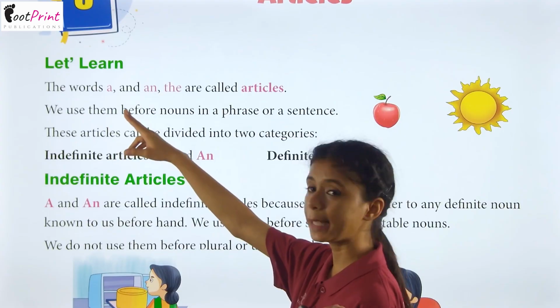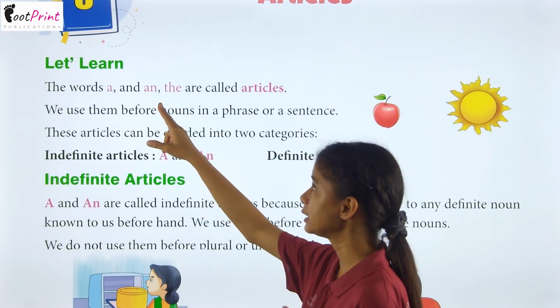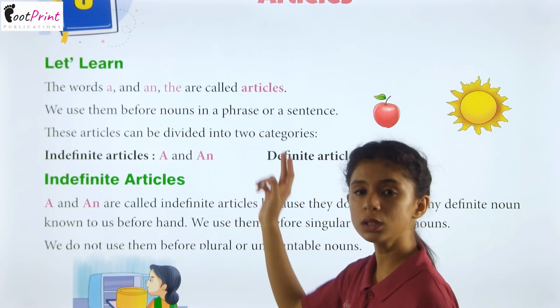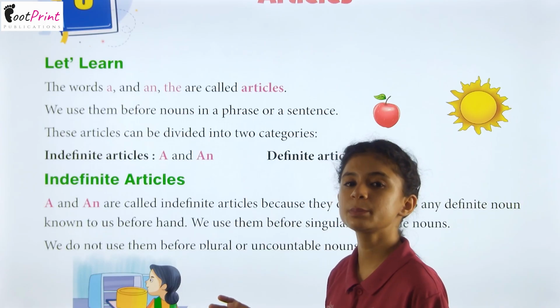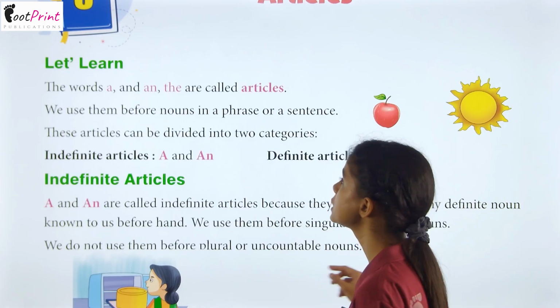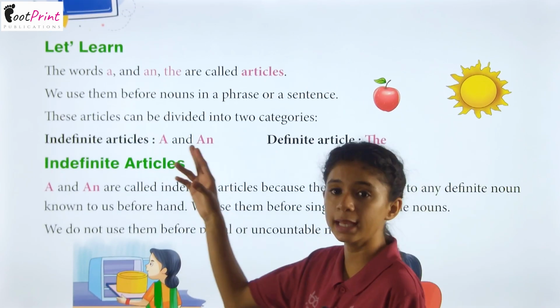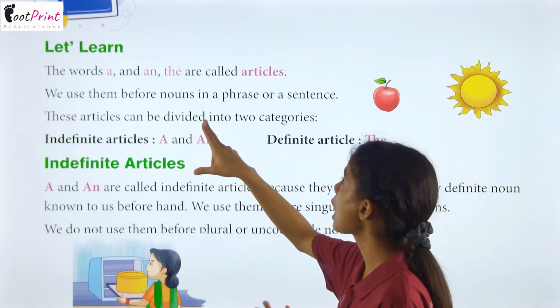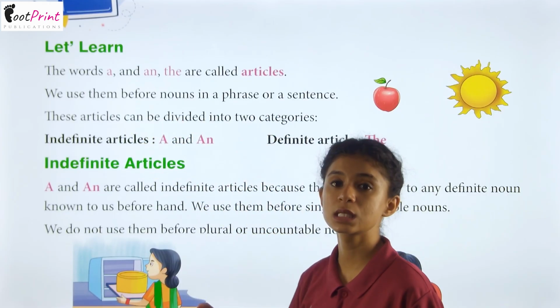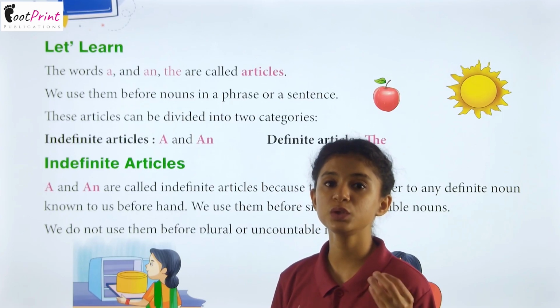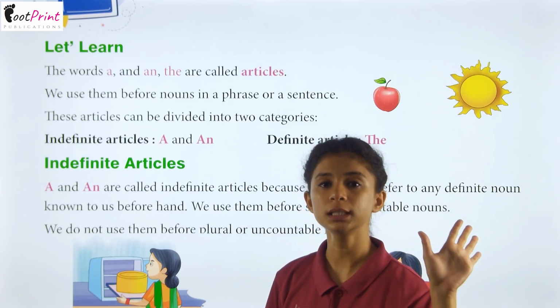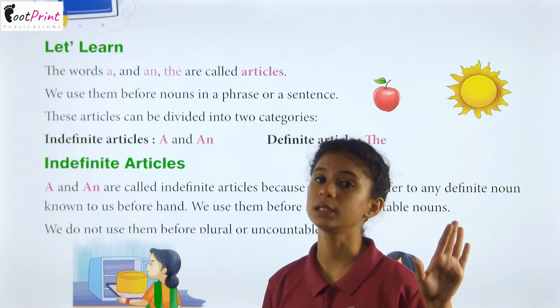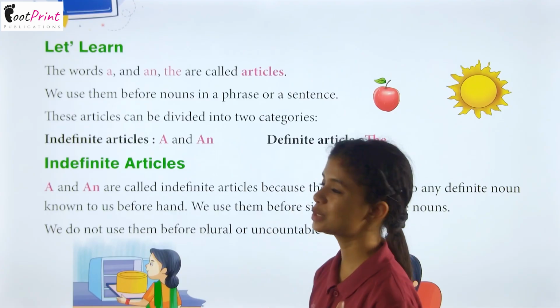The words a, an, and the are called articles. You must have learnt about these words that we use in a sentence. We use them before nouns in a phrase or a sentence. Before using a noun, we put one of these words.